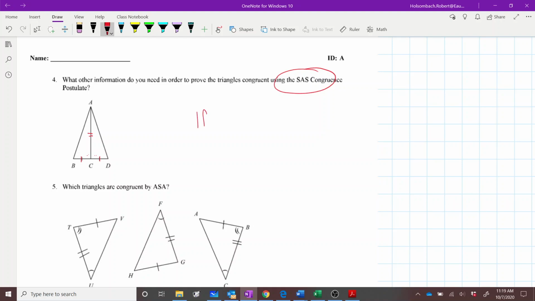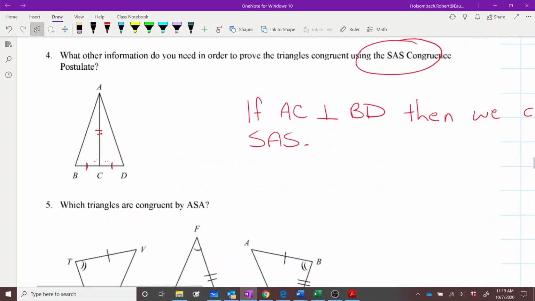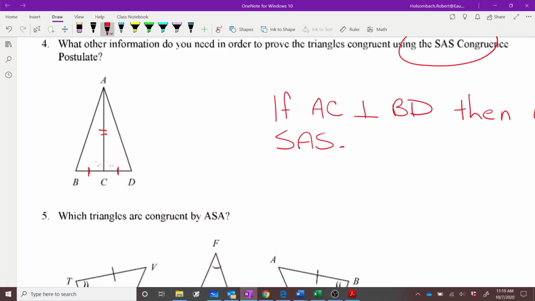So if AC is perpendicular to BD, then we can use side, angle, side. Alright, because if these two segments were perpendicular to each other, they would intersect at 90 degrees. And if the left side of this intersection is 90, then the right side of this intersection is 90. And we have a side, an angle, and a side congruent to a side, angle, and a side.